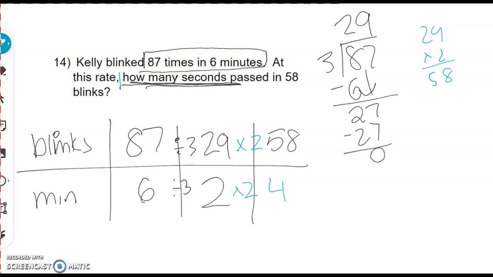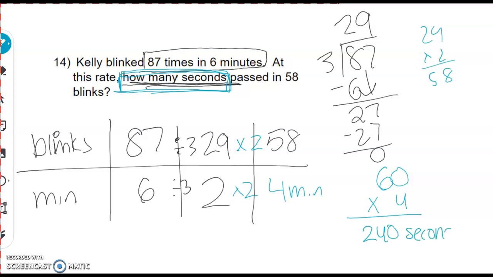But remember, the question is how many seconds passes in the time that it takes for her to blink 58 times. Well, we know it's 4 minutes. I need to know how many seconds that is. Each minute is 60 seconds. So times 4 is going to be 240 seconds. 240 seconds will pass in the amount of time it takes her to blink 58 times.